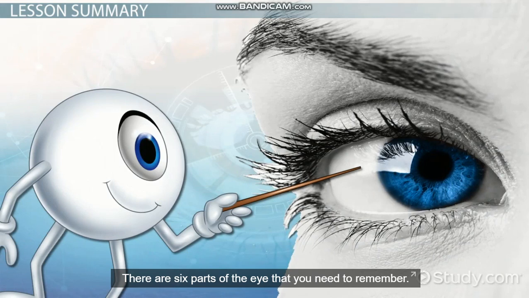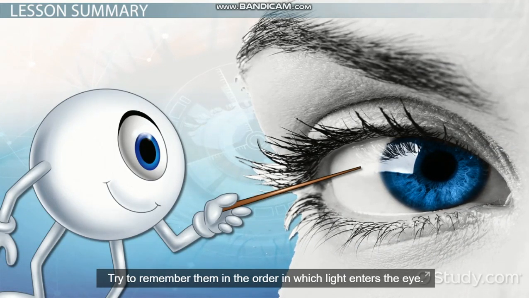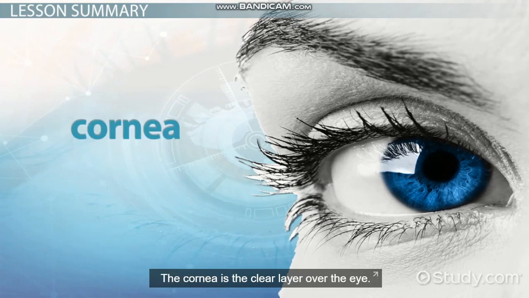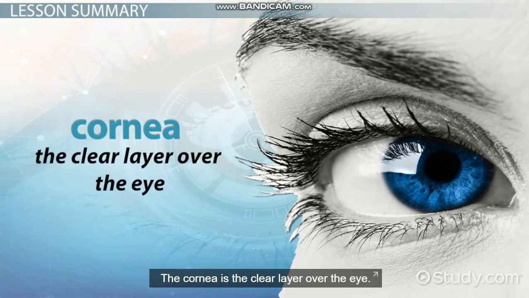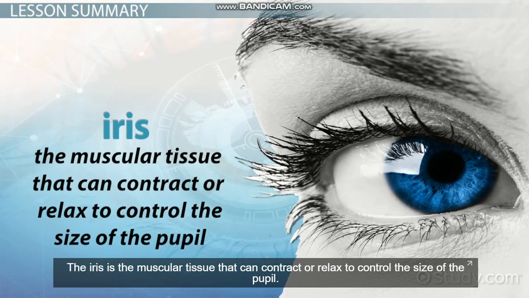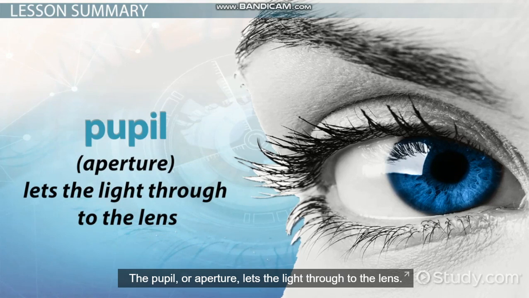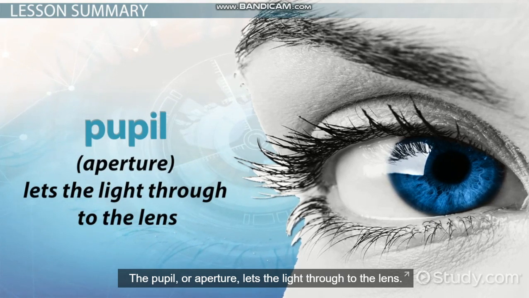There are 6 parts of the eye that you need to remember. Try to remember them in the order in which light enters the eye. The cornea is the clear layer over the eye. The iris is the muscular tissue that can contract or relax to control the size of the pupil. The pupil, or aperture, lets the light through to the lens.